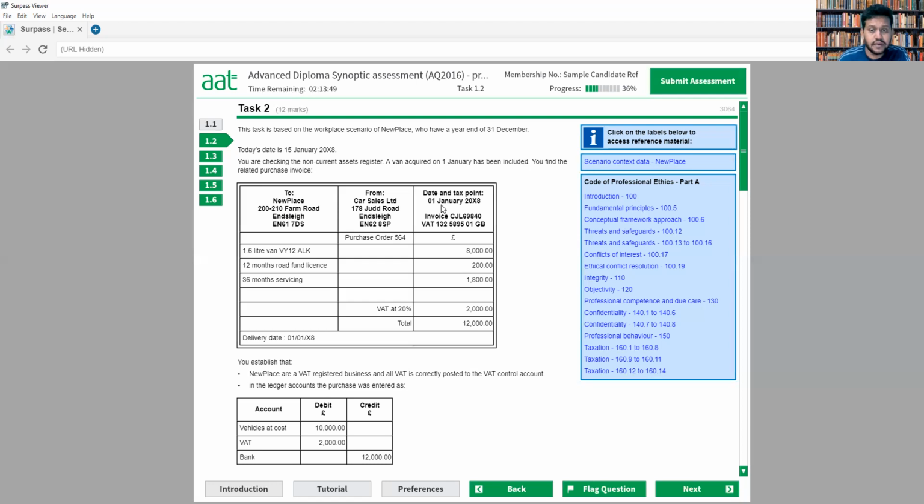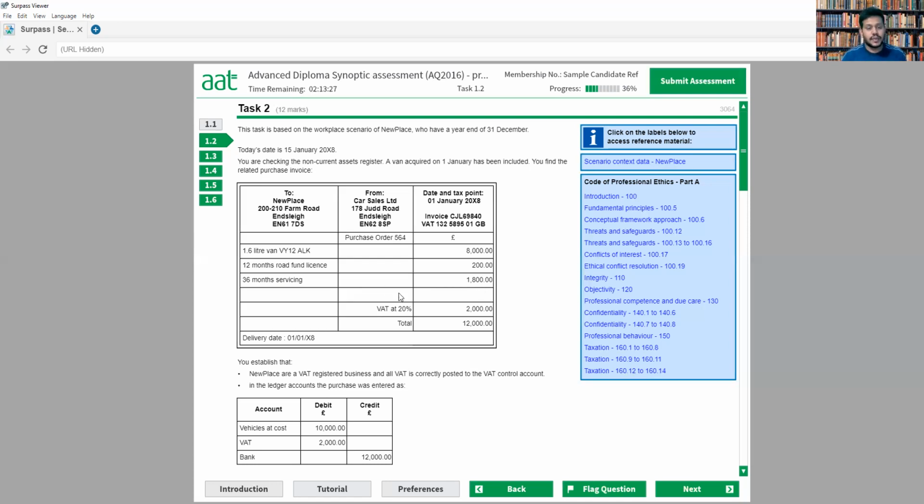Date of the tax point, 1st of January is the tax point date. We can say the invoice date. So what did we buy? A 1.6 liter van. We have purchased a van for £8,000. 12-month road fund license, £200. We buy a road fund license, £200. And 36-month servicing, that is £1,800.